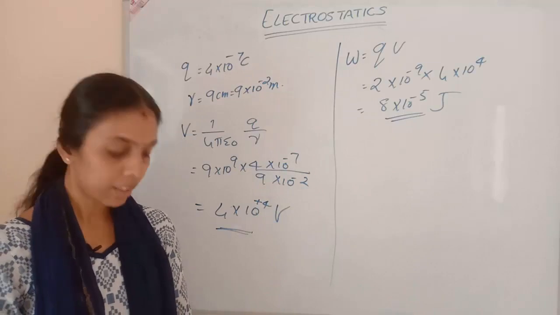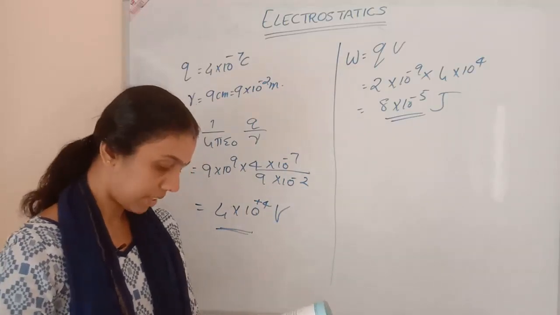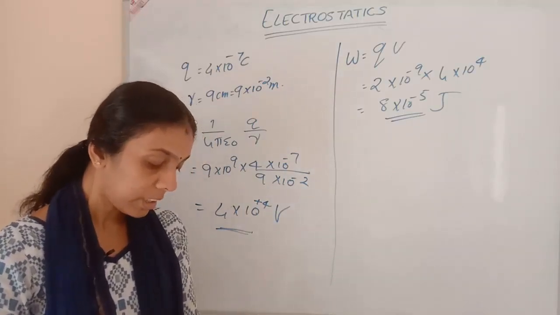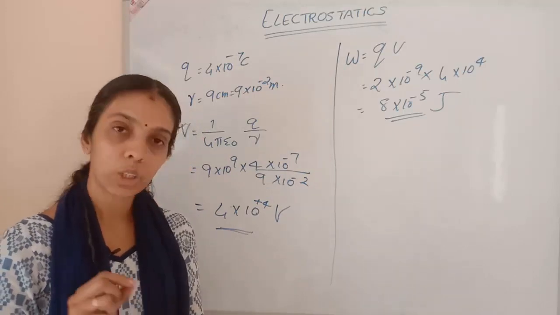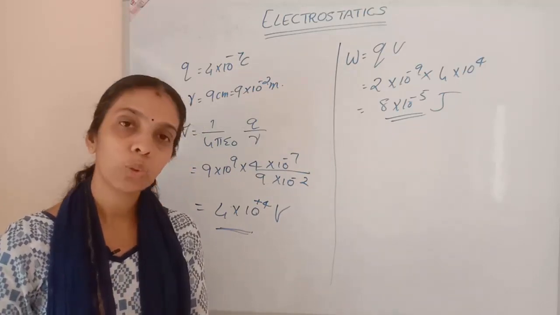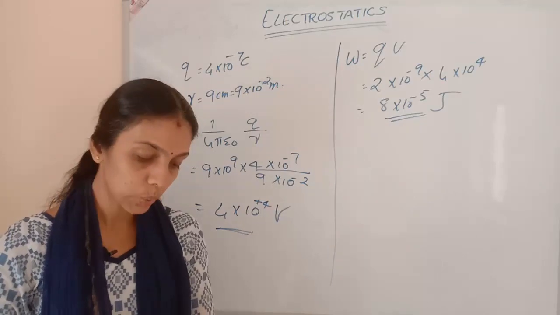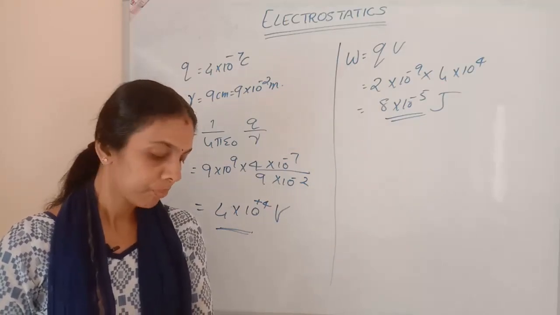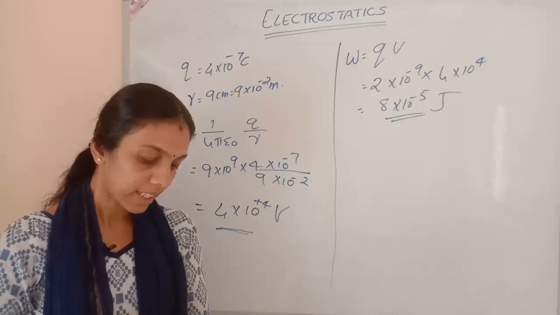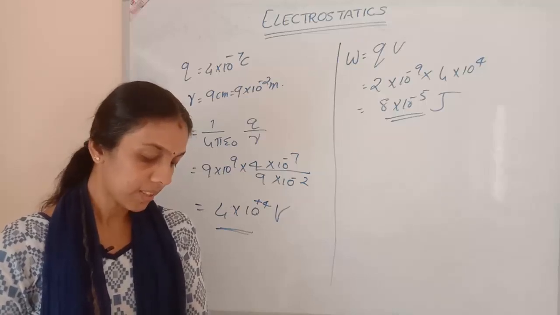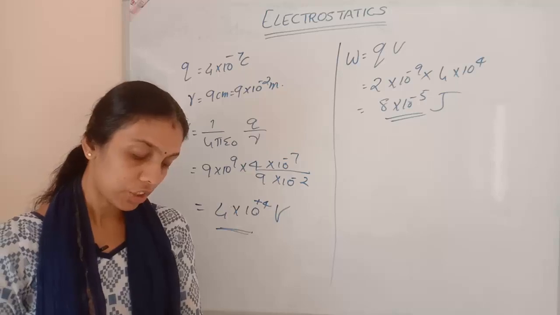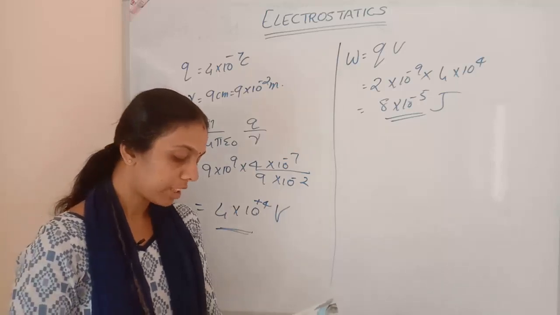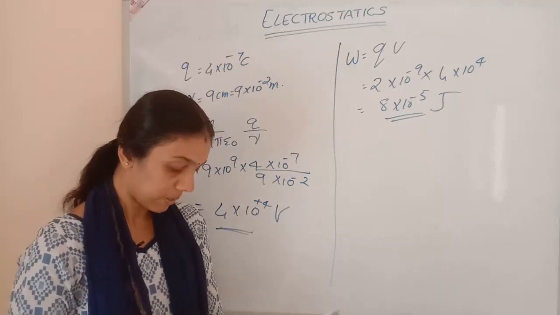The next one is on page number 58. The question I will read first. Two charges 3 into 10 to the power minus 8 coulomb and minus 2 into 10 to the power minus 8 coulomb are located 15 centimeter apart. At what point on the line joining the two charges is the electric potential 0? Take the potential at infinity to be 0.